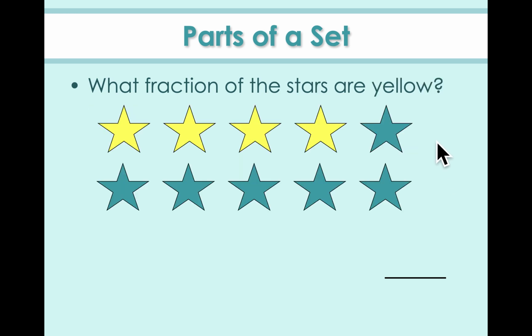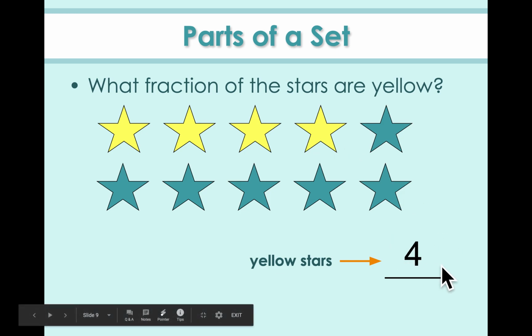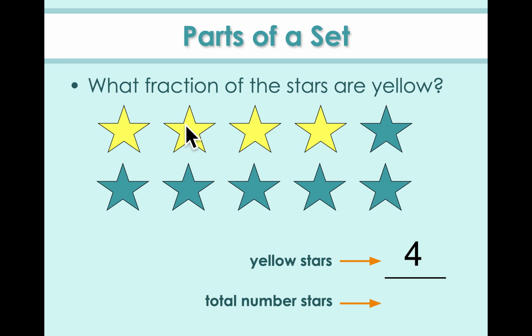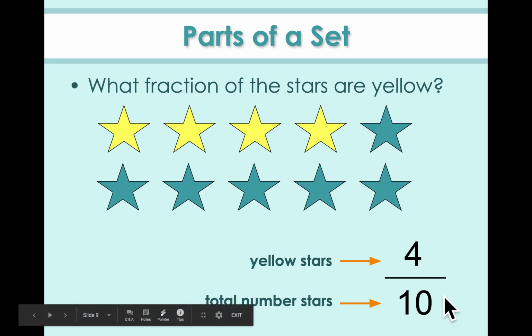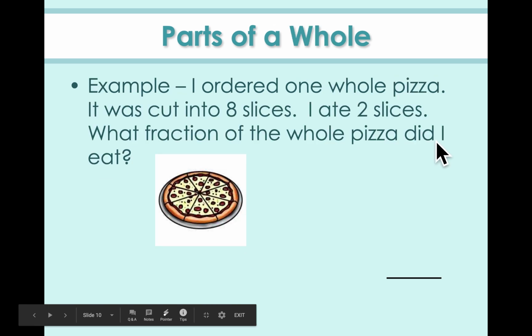1/4 is orange. What fraction of the stars are yellow? So I'll give you a second to finish counting up what fraction of the stars are yellow. Okay, so my number of yellow stars, let's see, that's 1, 2, 3, 4. There's 4 yellow stars, and then on the bottom, my denominator will be my total number of stars. Let's count the total. 1, 2, 3, 4, 5, 6, 7, 8, 9, 10. So my total number of stars is 10. So 4/10 of the stars are yellow.